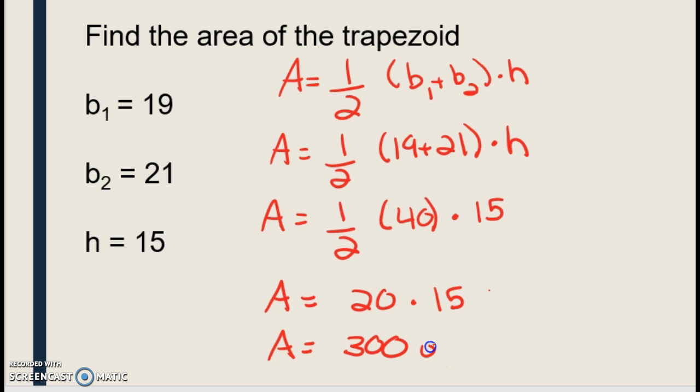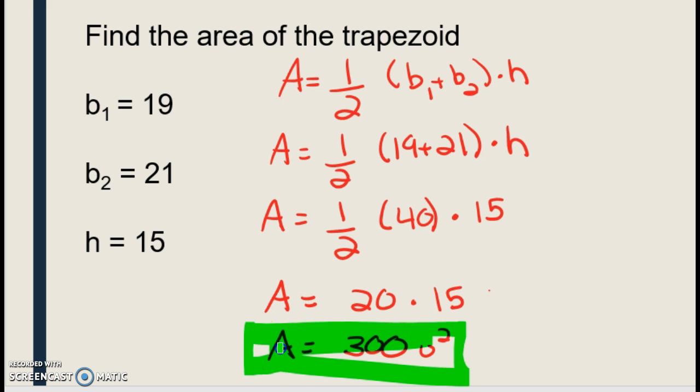And then since I didn't give you a unit, you just put units and you square it because we're talking about area. So hopefully all of you guys have arrived at that same answer.